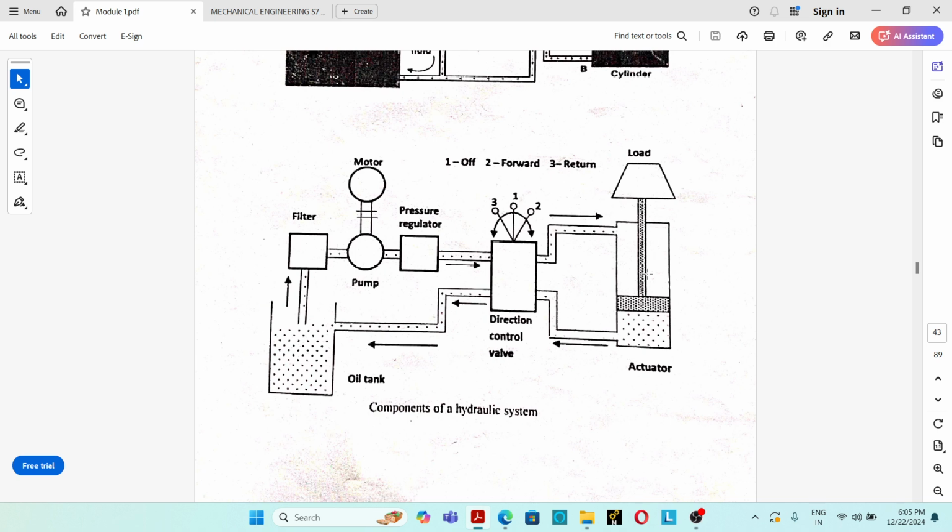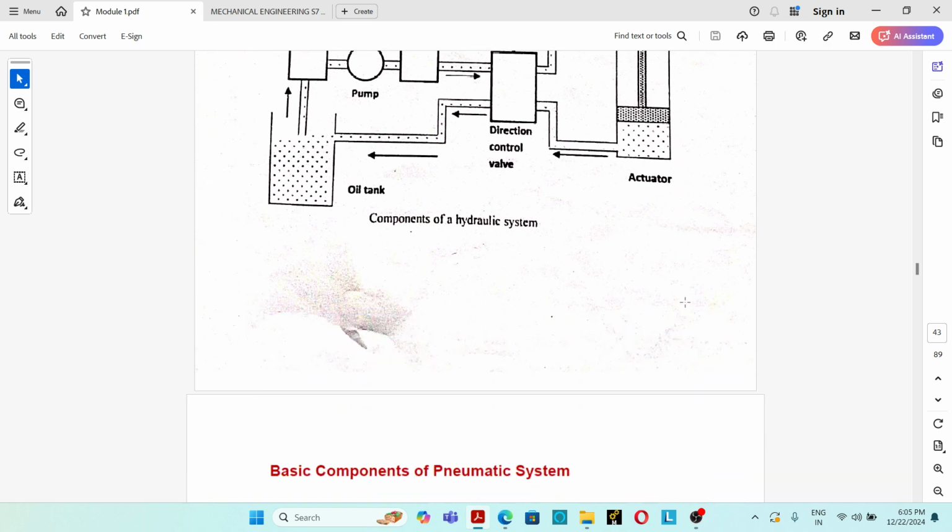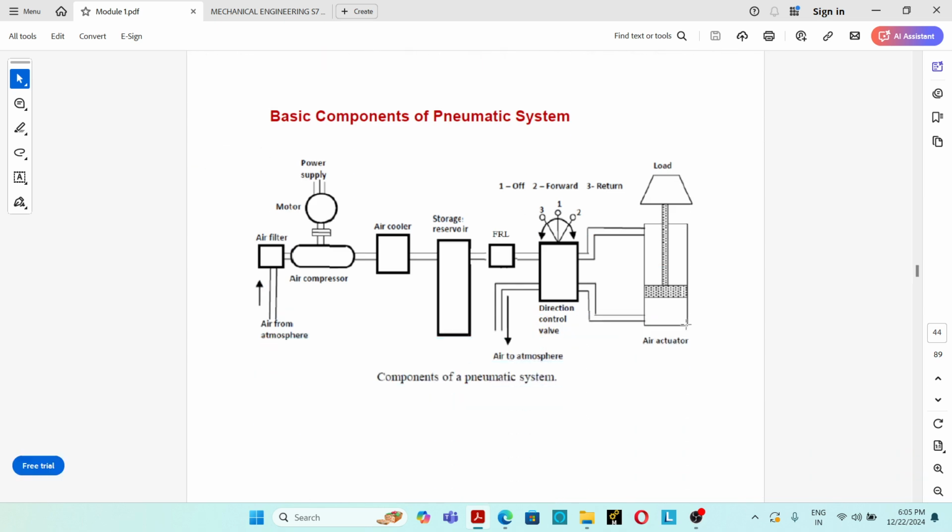So we have hydraulic reservoir, filter, pump, pressure regulator, direction control valve, then hydraulic actuator. You have to draw this figure and explain the details. Almost 50% of the marks will be awarded for the figure. Then next one, explain the components of a pneumatic system.